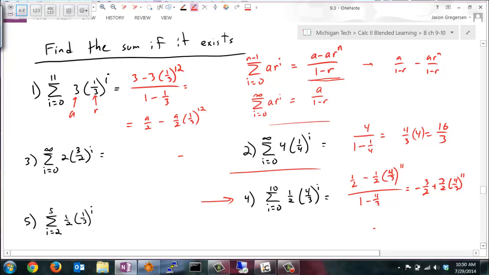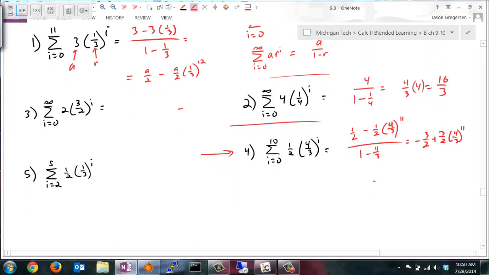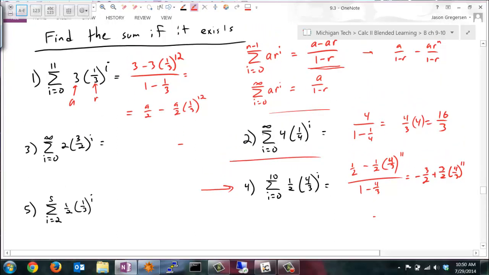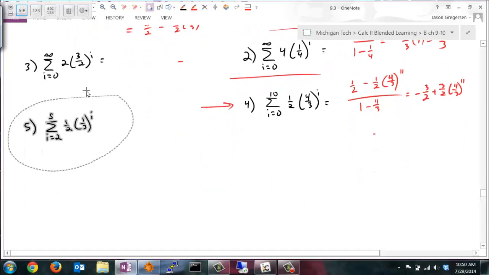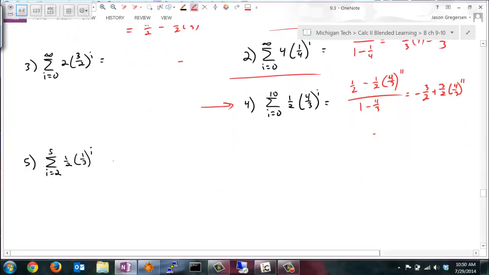All right, let's jump to the last one. The last one's also tricky. Our formulas, as we've written them up here, are from I equals 0 to something, not I equals 2. So for me to apply these formulas, I need to start at I equals 0. Now there's two ways I can handle when I don't have I equals 0, because in real life you might not. Two ways I can think about it.